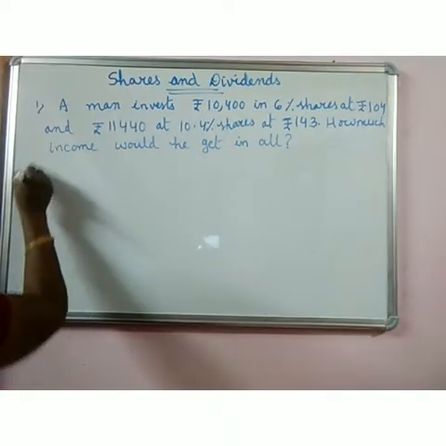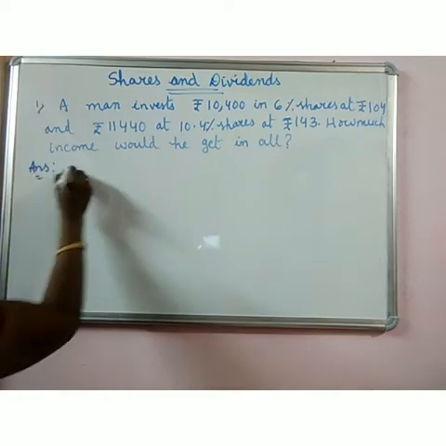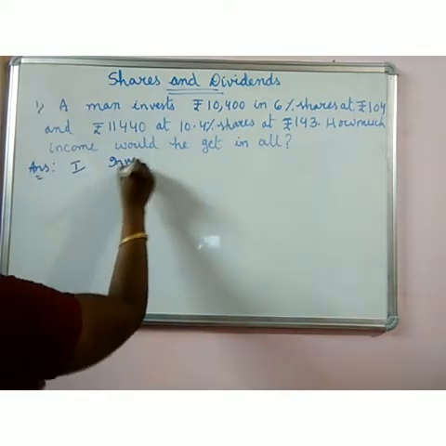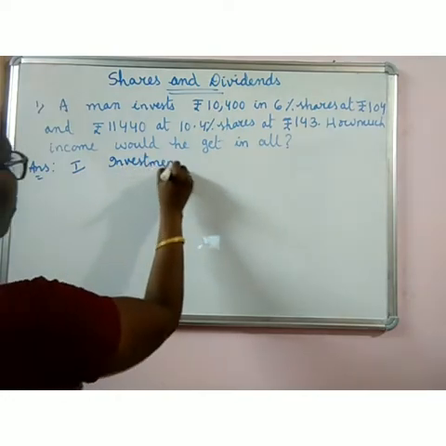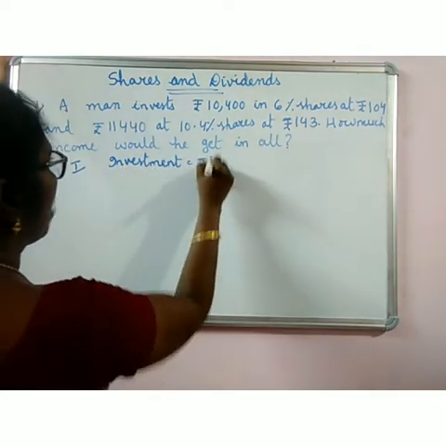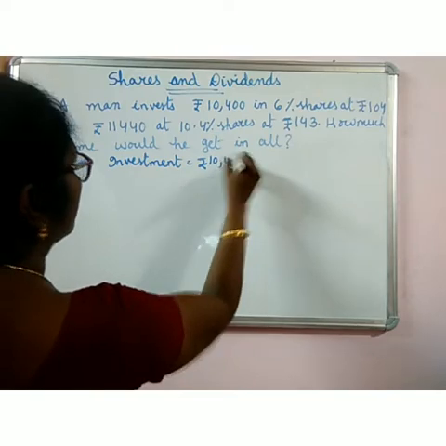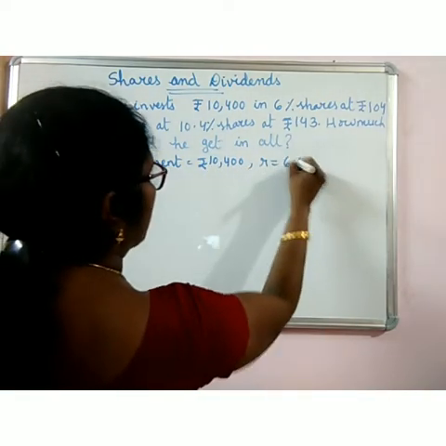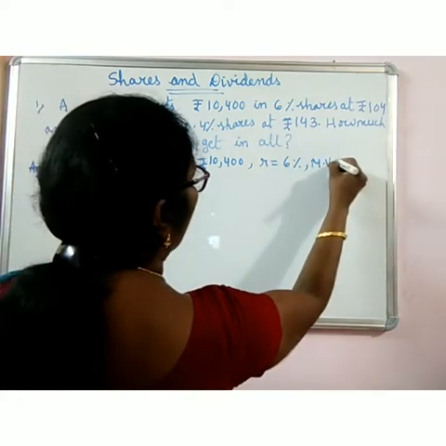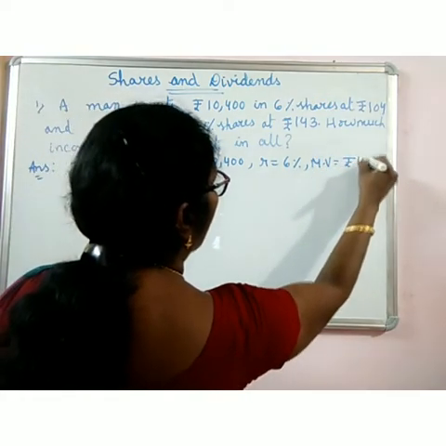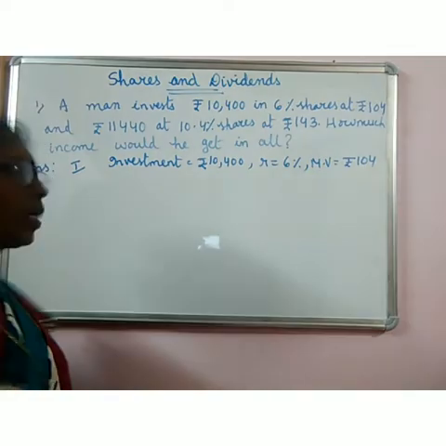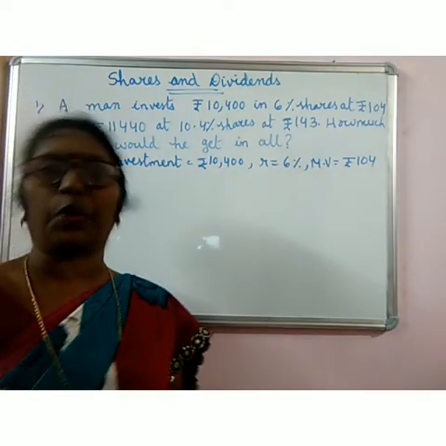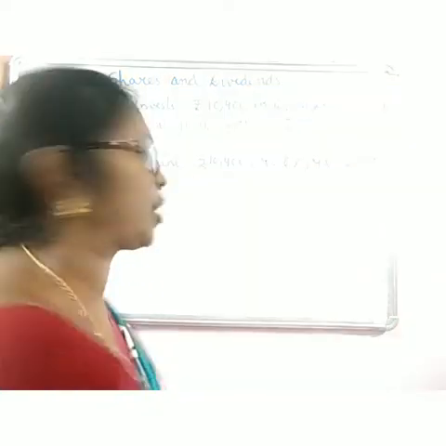Okay, in the first situation, investment is 10,400 rupees, rate of dividend is 6% and market value of a share is 104 rupees. So investment and market value are given to you. You can find the number of shares.